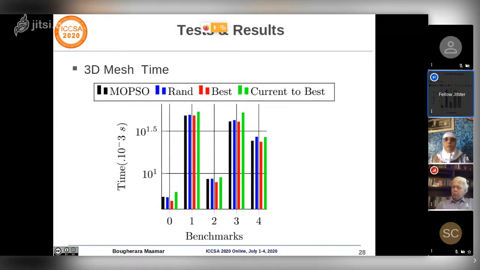So we note that the use of differential evolution with the best and rand strategies gives better results, especially when using the best strategy.